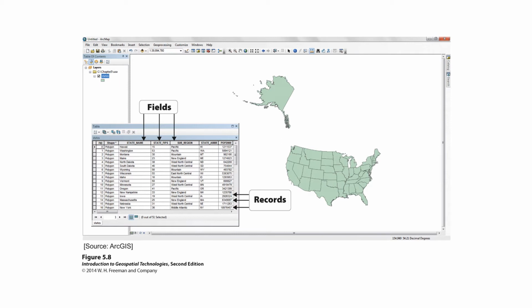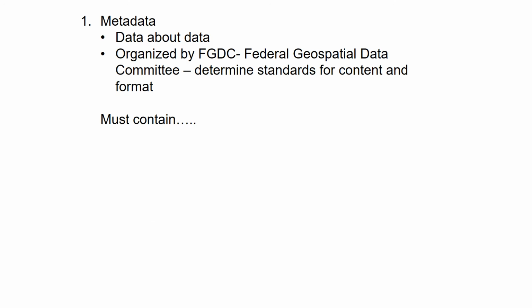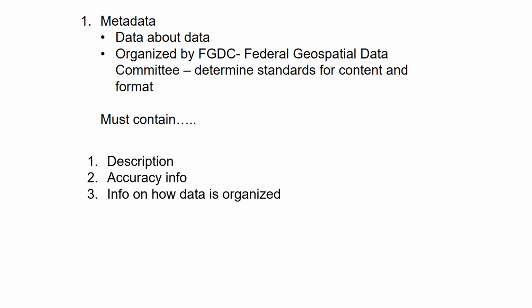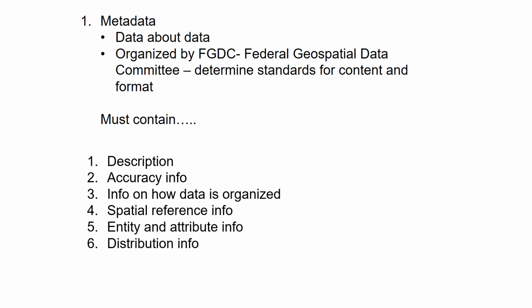When we look at our data, here we have polygons on the right, we have attributes on the left. In the attribute table, we have fields, that being the columns, and we have records, those being the rows. Metadata, all you need to know, metadata is data about your data. It's organized by the FGDC, and they basically have this committee that explains what everything must be, and there's a certain list of what it has to have. It's got to have a description of the data. It's got to have accuracy information. It's got to have information on how the data is organized. You need spatial reference information. You need entity and attribute information. And lastly, distribution information.